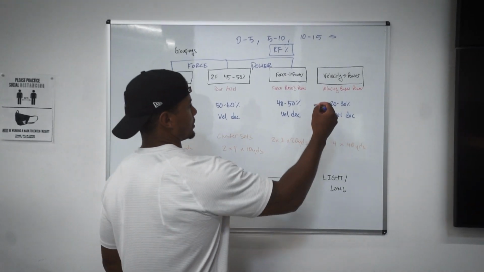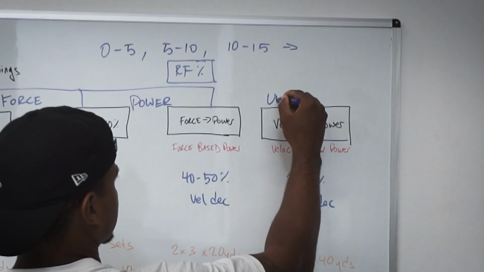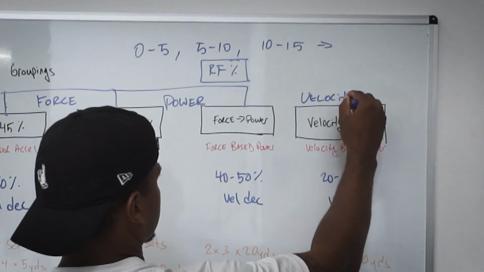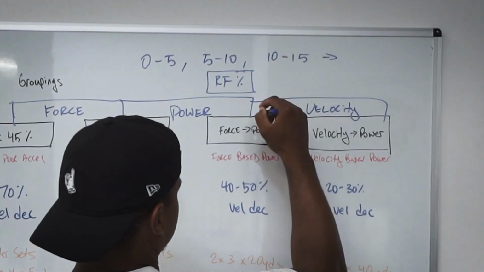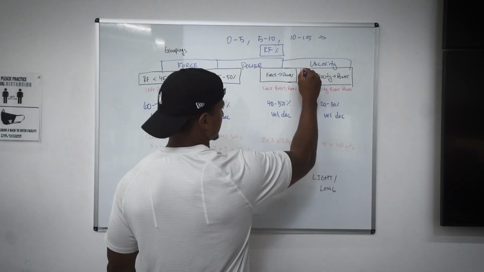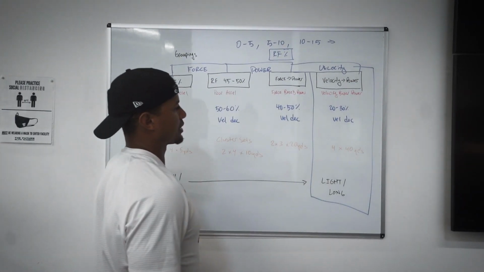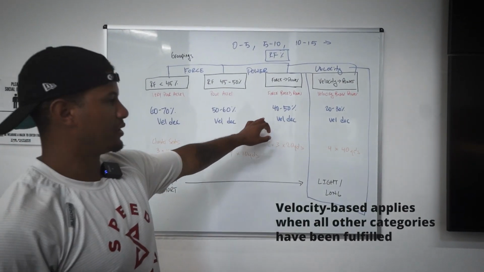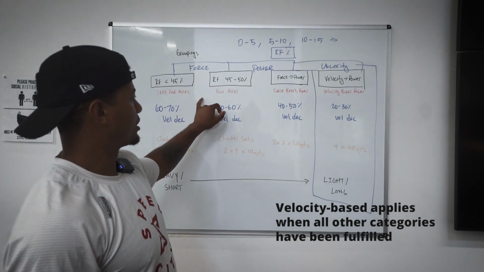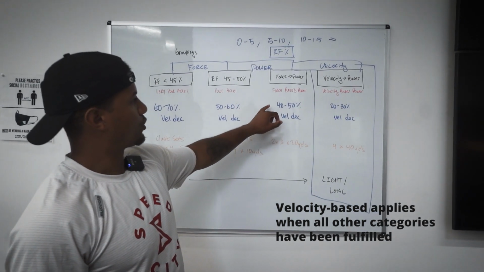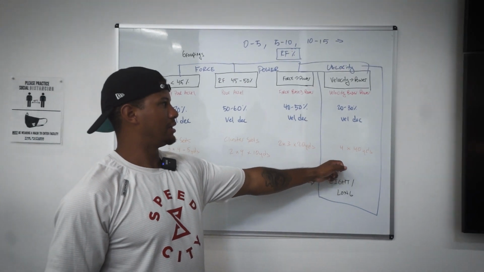The last group is a group that would be velocity based. Okay, so this group has some velocity characteristics. This group is very rare. This means that every other category has been fulfilled. So they have great ratio of force, they have great force, and the only thing they need is velocity.